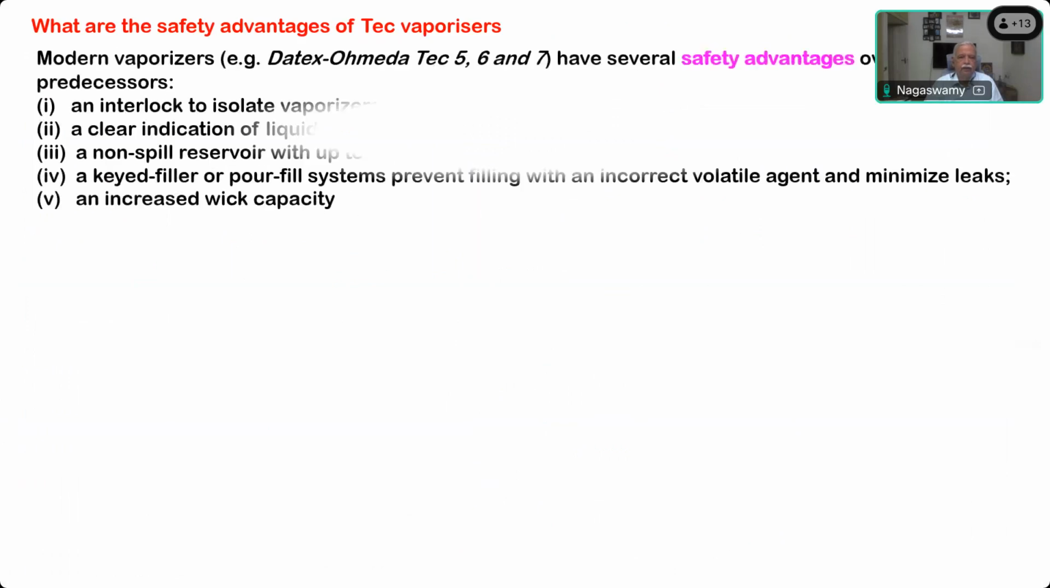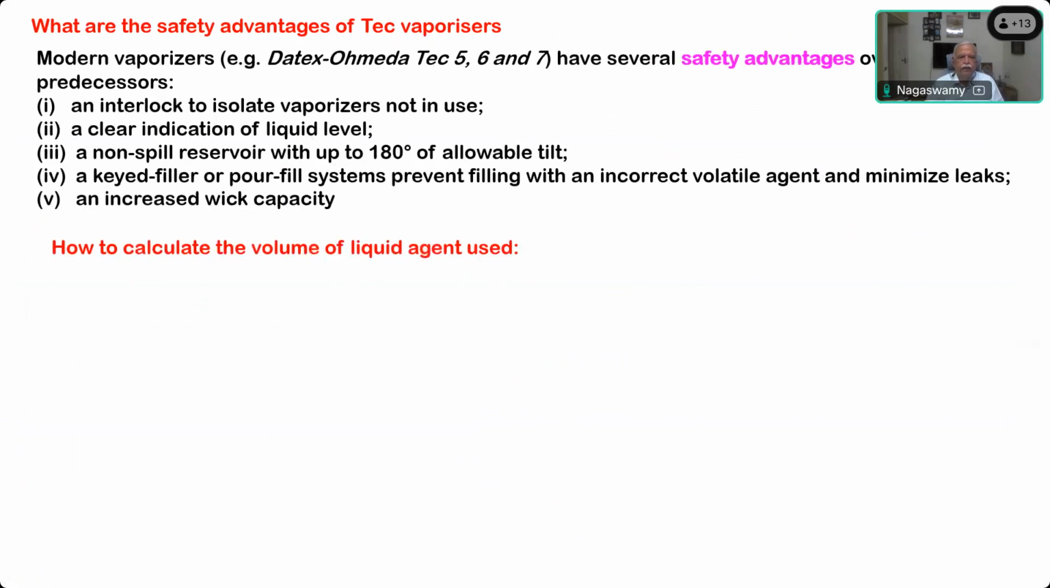All the points that we have already seen. So have an interlock or isolate vapors not in use, a clear indication for liquid level, a non-spill reservoir up to 180 degrees allowable tilt, a keyed filler or four filler system to prevent wrong filling, and an increase in wick capacity.